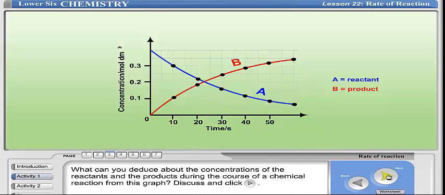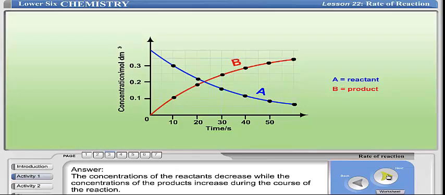What can you deduce about the concentrations of the reactants and the products during the course of a chemical reaction from this graph? Discuss and click Next. Answer. The concentrations of the reactants decrease while the concentrations of the products increase during the course of the reaction.